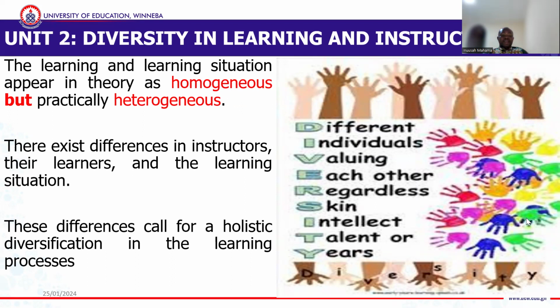So the learning and the learning situation appear in theory as homogeneous. Sometimes we see the learning situation or the learning environment that we find ourselves in to be the same. However, they are not the same. They are highly heterogeneous, because we have different individuals coming to the same class that we think is so common to us. So there exists a difference in the way we do our things. There is a difference between the way learners do their things. So we, the instructors, are different, and the students that we engage are different.